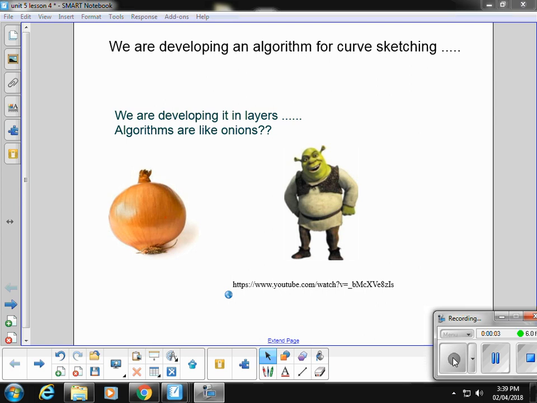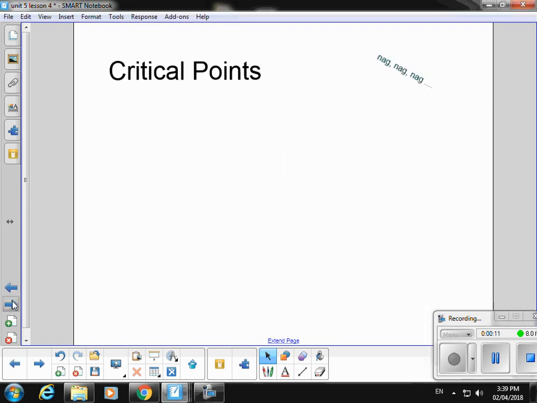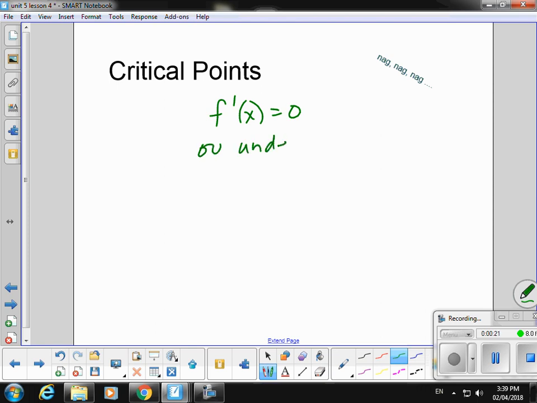All right, day 4 of curve sketching. We are developing an algorithm for curve sketching. So we're layering upon layer, and what we've looked at so far are critical points. Our critical points are where our derivative is 0 or undefined. And that can tell us turning points or not, but it tells us great places of interest.